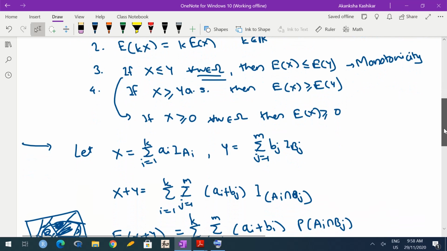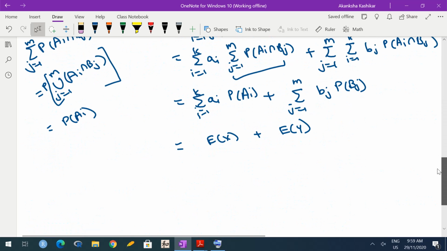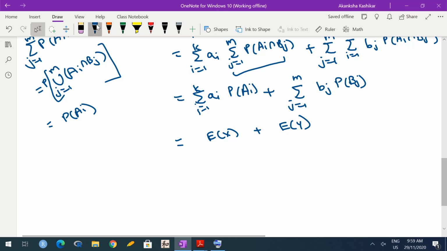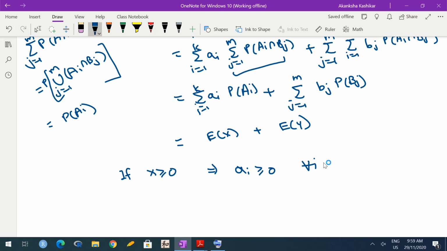Now let us try to prove this. If x is greater than or equal to 0 always, then expectation of x is greater than or equal to 0. So if x is greater than or equal to 0, what does it mean? It means that the ai's are greater than or equal to 0 for every i. Am I right?